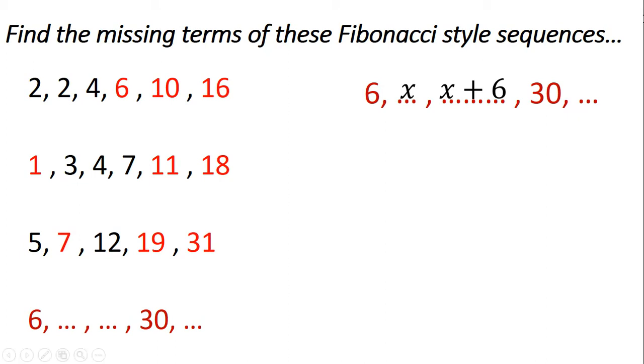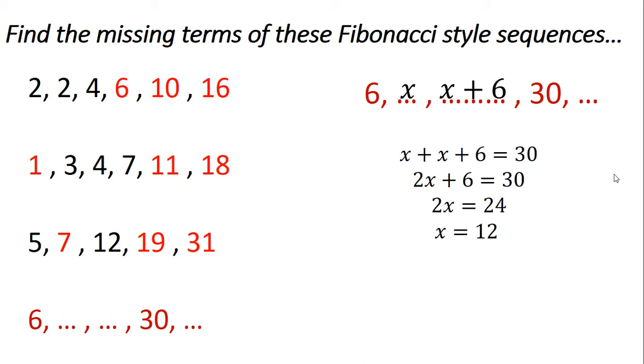So, because it's Fibonacci, again, I know that this one plus this one has to make 30. So I can form an equation now with x in. I can now simplify this equation to 2x plus 6 equals 30. And if I solve this, I can work out what number goes in that gap there as x. Take away 6 from both sides, and then divide both sides by 2.